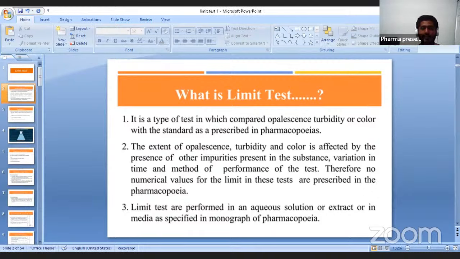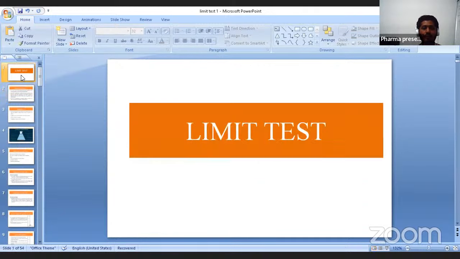So here, in this limit test, we can identify certain limits. The basic thing all the limit tests have is that we give a certain limit for the higher content, and all of our compounds or test samples should have a lesser amount than that of the standard. That is our basic principle for all the limit tests.